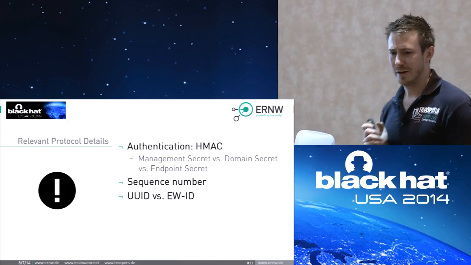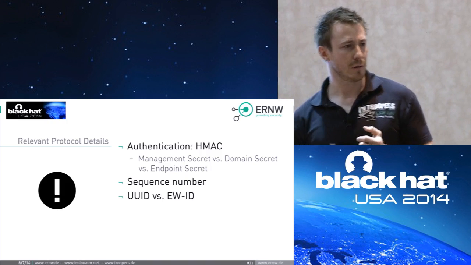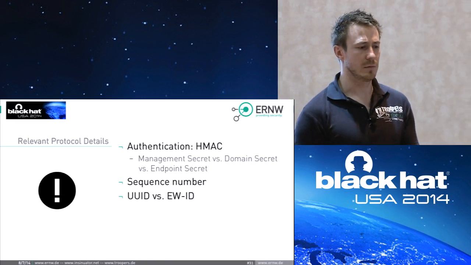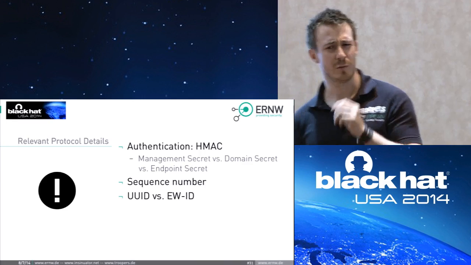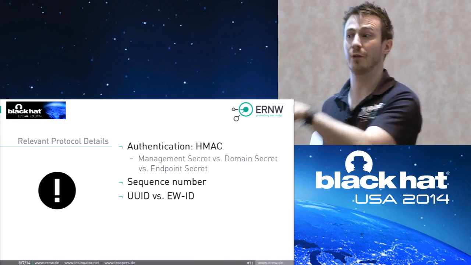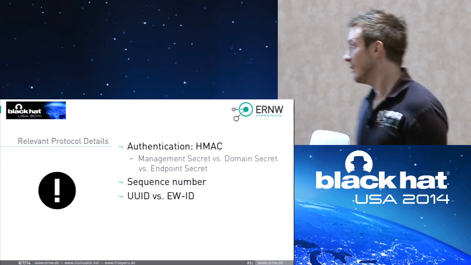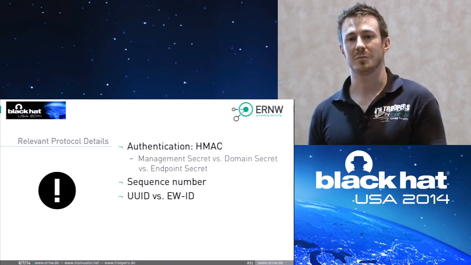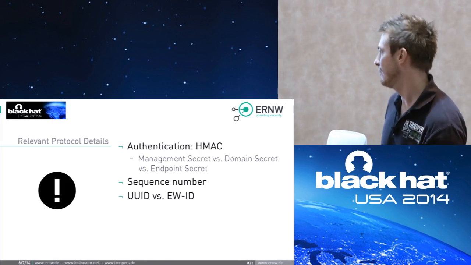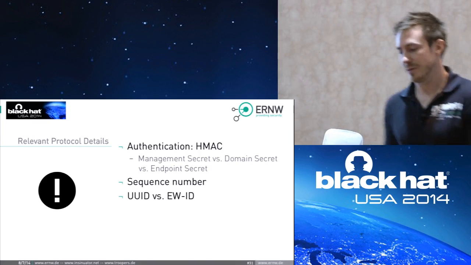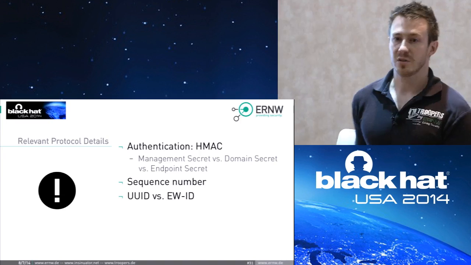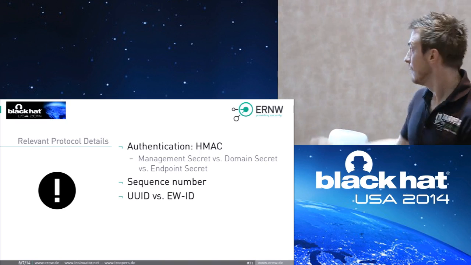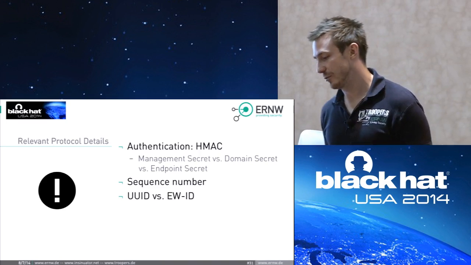And the sequence number is really funny, because for some queries or processes it actually needs to match. Then there are queries that mention in the debug output, oh, sequence number is not matching, but the query is still carried out and answered. And then there are some queries that just do not finish when the sequence number is not matching. So that's really interesting behavior here. And then we have the UUID versus the EnergyWise ID, which also means that the HMAC is calculated in a different way when we're talking about management secrets and endpoint secrets.